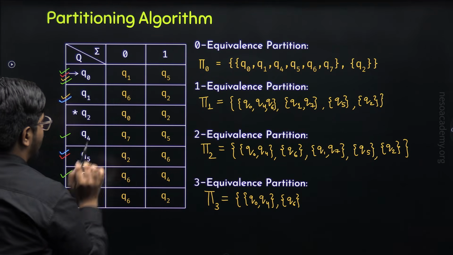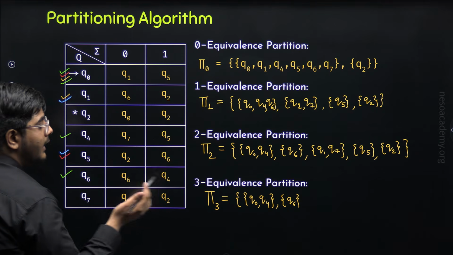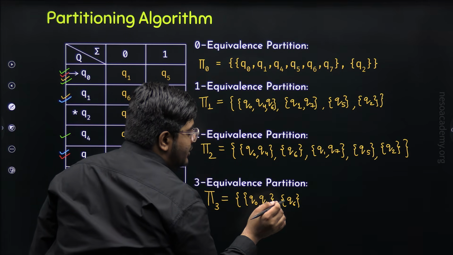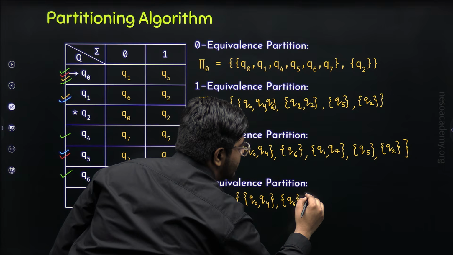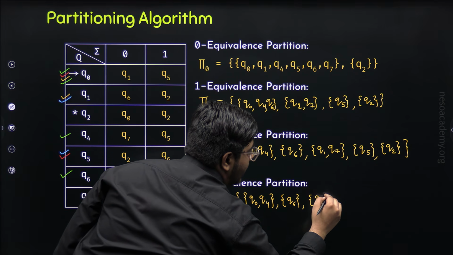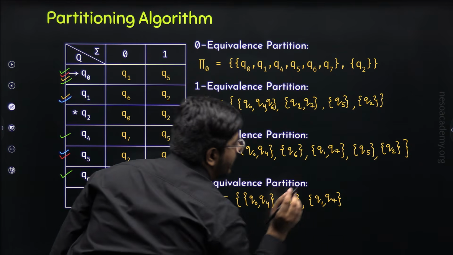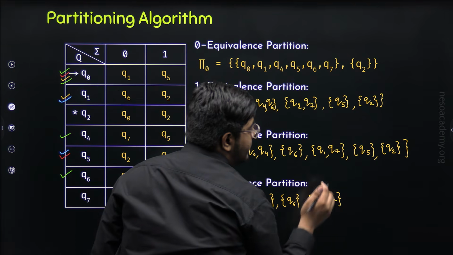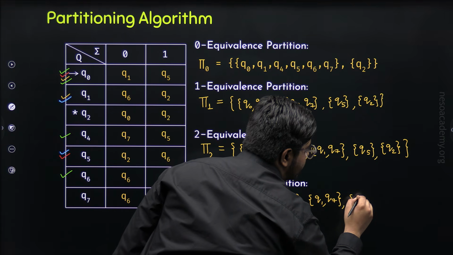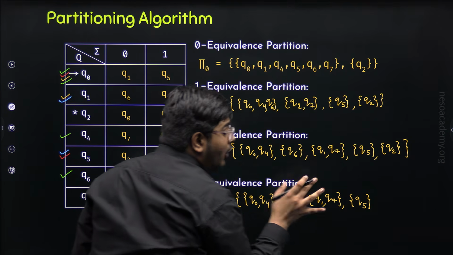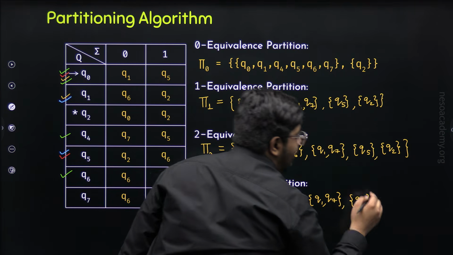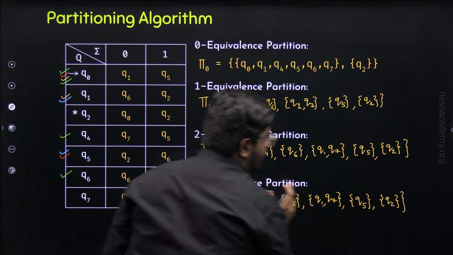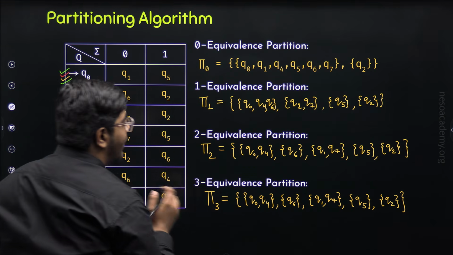On 1, it is giving Q2, and Q2 lies under the same partition, which is this one. So these states are equivalent to each other, and in the three equivalence partition also, we have to write Q1 and Q7 together. Now let's check this partition. As I have already explained, this is a single state, so we can write it as it is, that is Q5, because it cannot be checked with any other state. And the same rule applies for the state Q2 also. So this is the three equivalence partition that we have got.